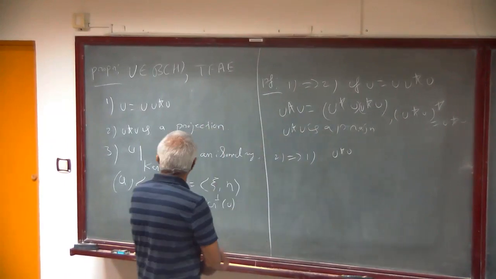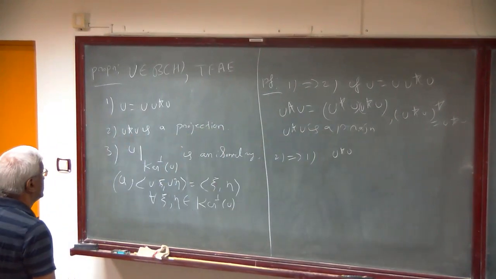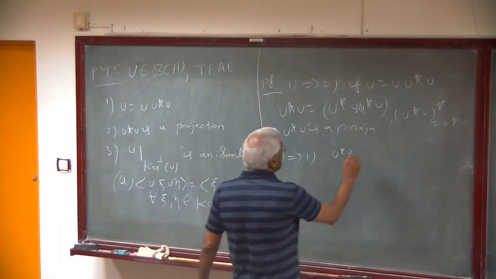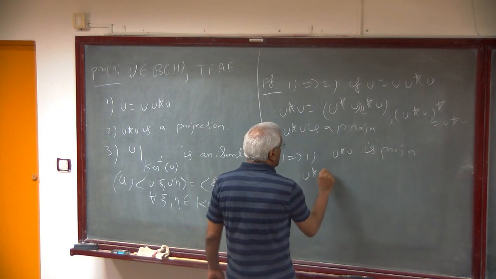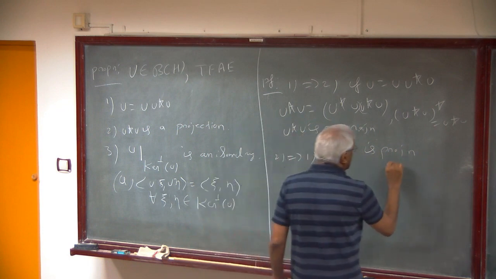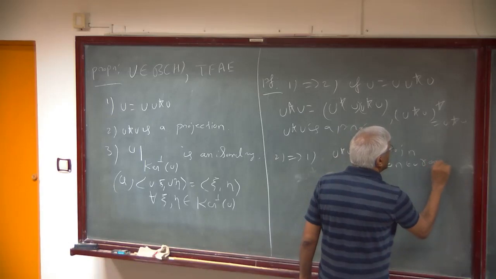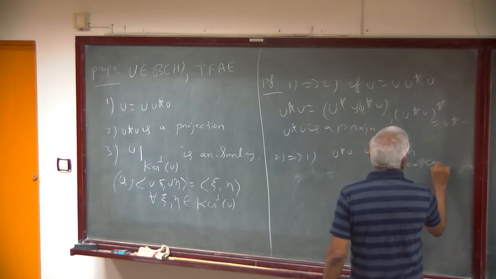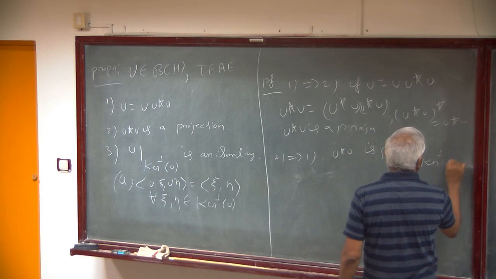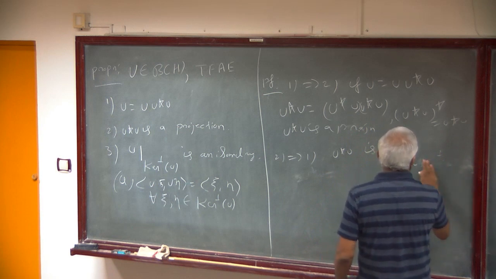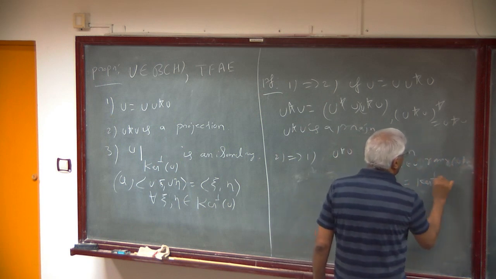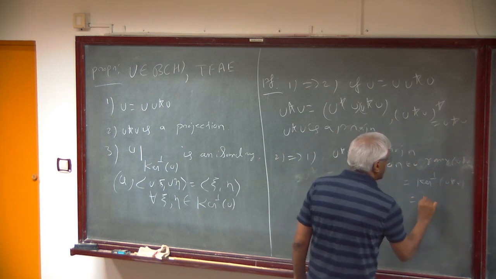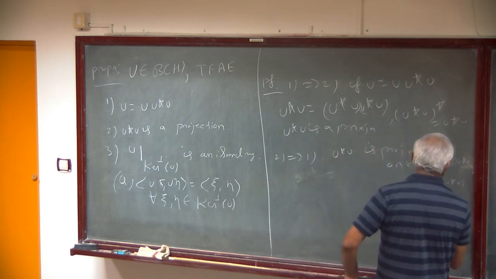What do we want to prove here? We want to prove U star U is a projection. It is a projection onto the range of U star U, which is closed, which is equal to kernel perp of U star U, which is equal to kernel perp of U, of course.